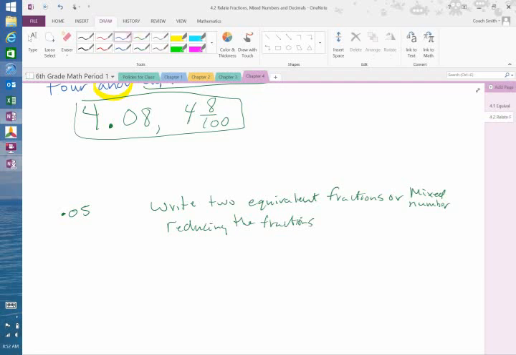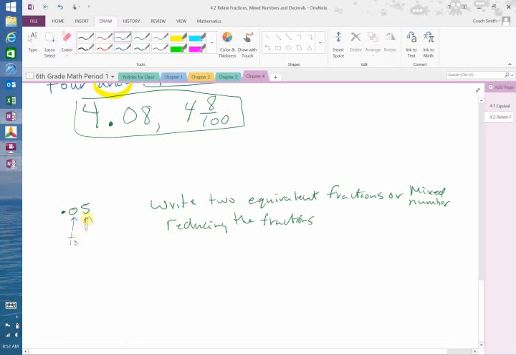Okay? Well, .05, there would be 1 over 10, and there would be 1 over 100. So that means that this is going to be 5 over 100. Okay, that's the first fraction. That's the first answer. Okay, the second answer, I'm going to take 5 over 100 and reduce it.